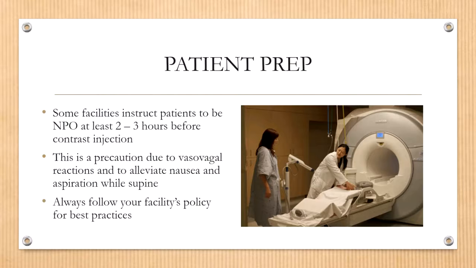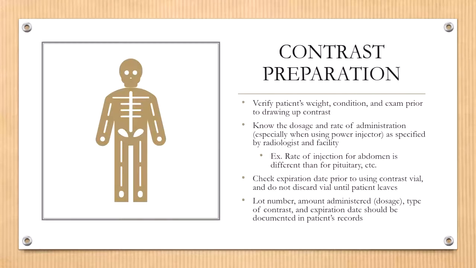So as we are getting the patient ready for their exam, if we're able to contact them ahead of time, it might be a good idea to tell them to be NPO for about 2 or 3 hours. Because some of the side effects of injection of gadolinium could be nausea and vomiting. And when you have a patient that is laying down on their back and they start to have a vasovagal reaction, you don't want them to aspirate and choke on anything. But of course, you want to follow your facility's best practice policies.